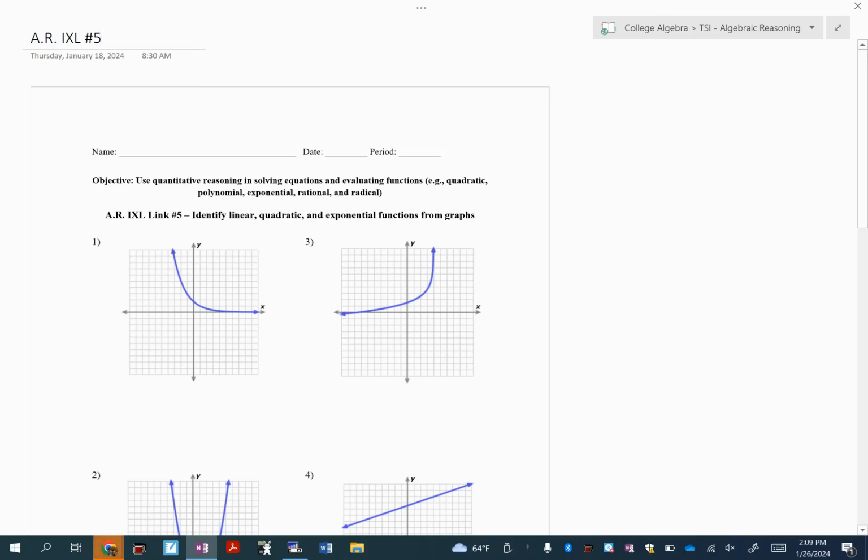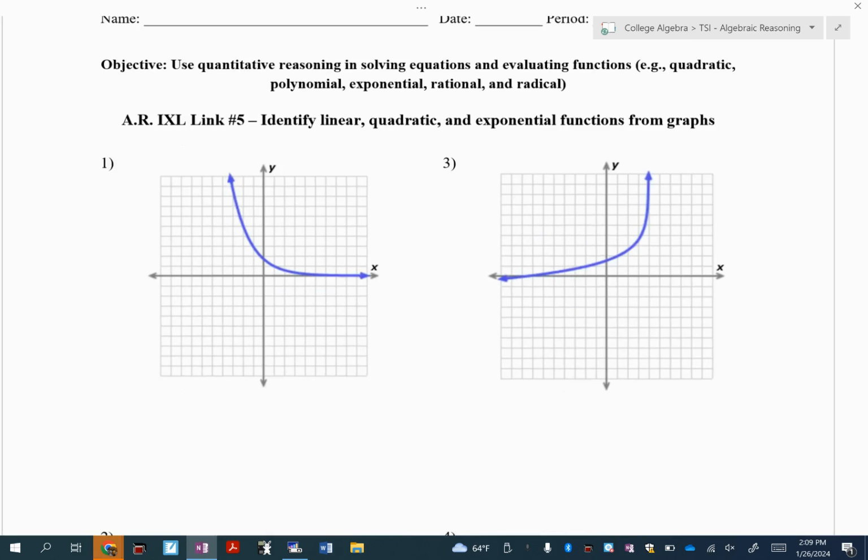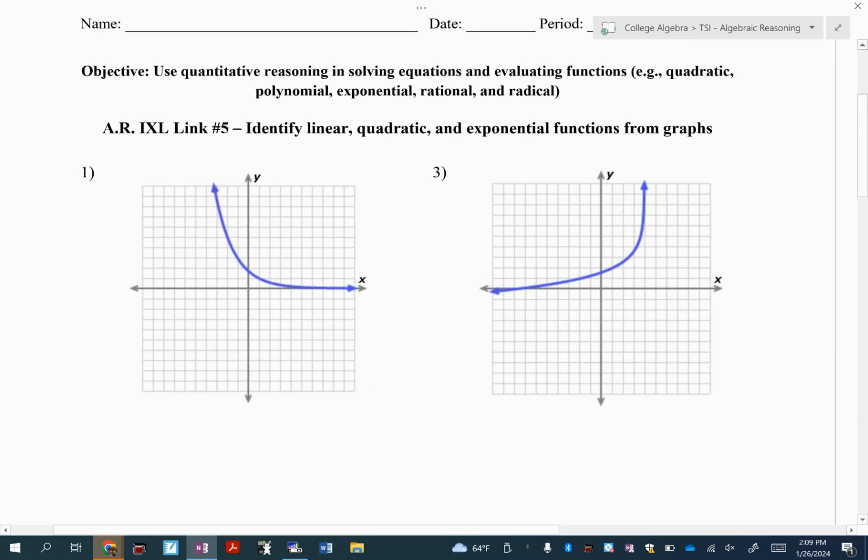I'm going to do 2 links in this one video. So we're going to do this one, and I'm going to go to the next one real fast. So this link, I'm hoping it'll go quickly for you. We're going to identify if these graphs show a linear function, a quadratic function, or an exponential function.